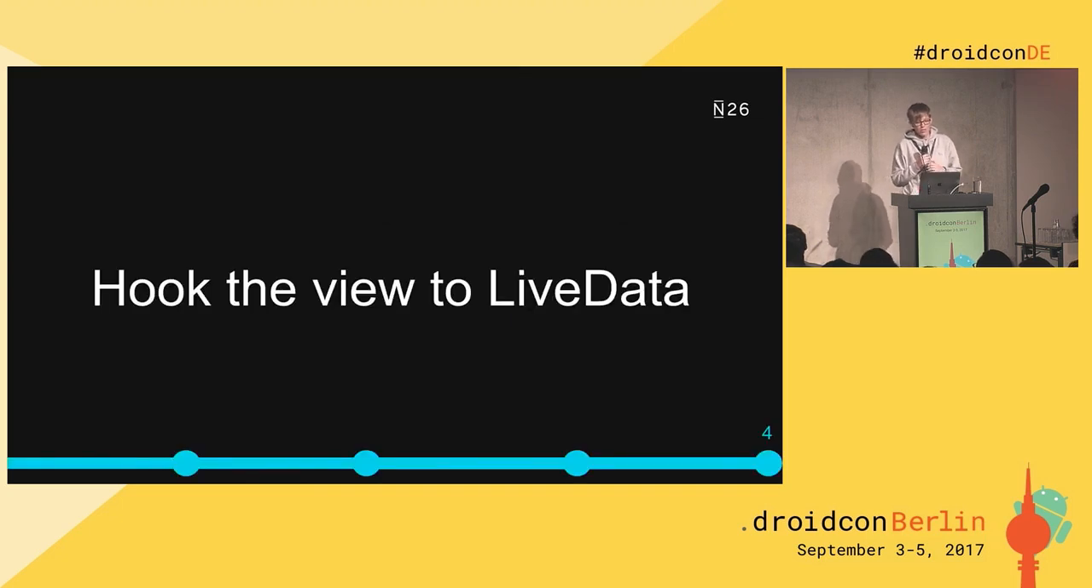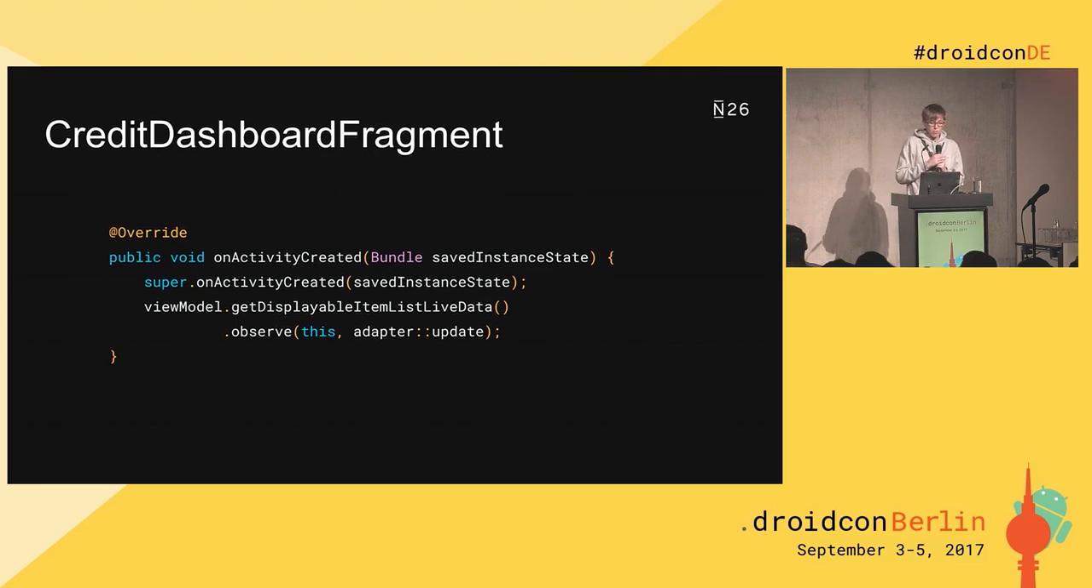All right, fourth step. We're going to hook the view to the live data now. This is fairly simple. We have this create dashboard fragment, and we have, for instance, onActivityCreated. Here we have the view model's displayable item list live data, which is going to change every time, as you saw, all the reactive chain changes. And we're going to observe this and update the adapter. Pretty simple. So we're done with our feature.